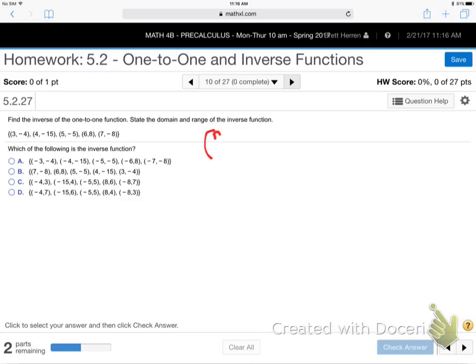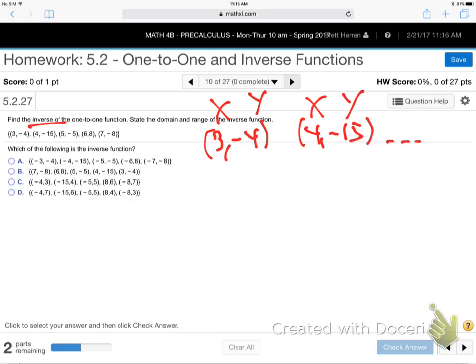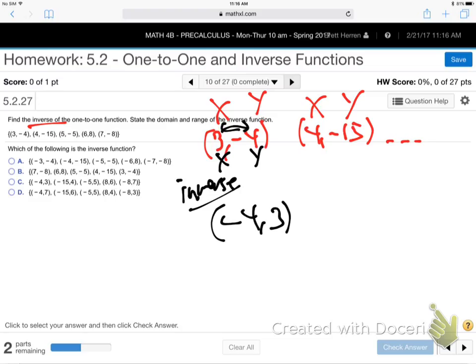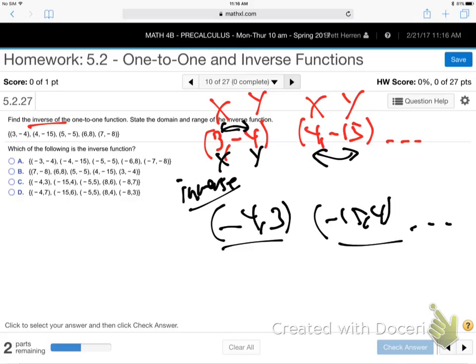So to find the inverse, you've got x, y, x, y. What's the inverse going to do? It's just going to swap them. These guys are just going to switch. So it'd be negative 4, 3, and negative 15, 4. They're going to swap, and so on. Get the idea? So which one is that? C. Make sense? They're just making sure you're clear on inverse functions: just invert x's and y's, domains and ranges.